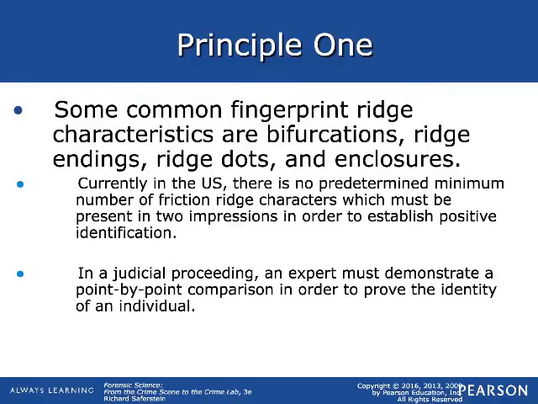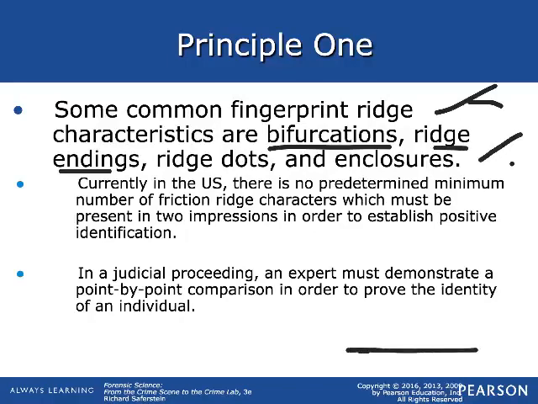Now, common ridge characteristics or minutiae are things called bifurcations. A bifurcation is kind of like a tree branch. It's something that splits. Bi is two. Ridge endings, those are where the ridge actually stops. So that's not too profound. Ridge dots, they kind of make sense, right? It's like a little spot. And then enclosures. An enclosure is a place where two ridges come together and there's a space in between.